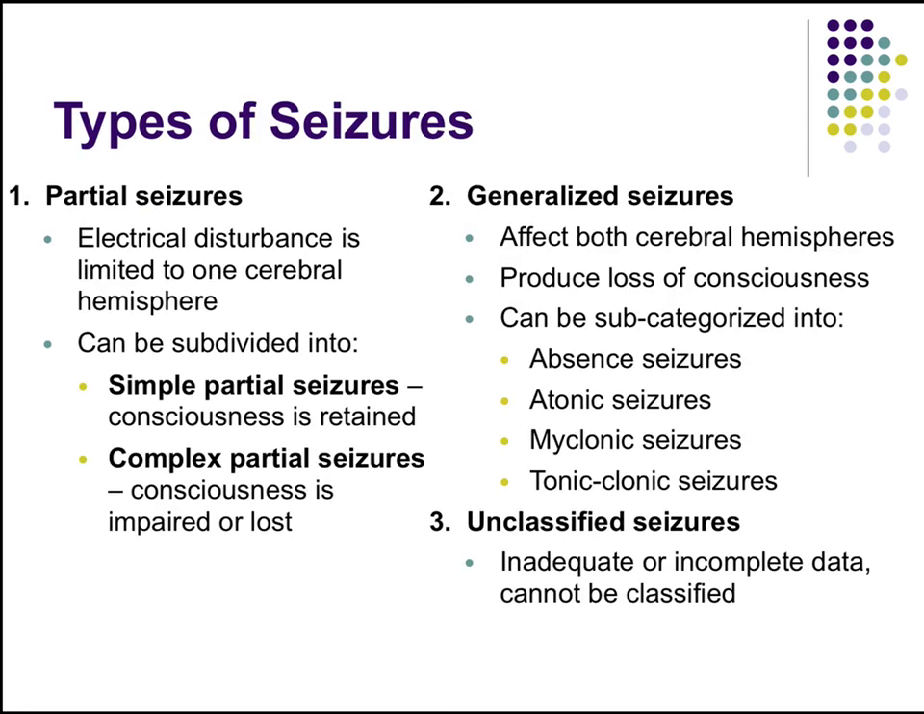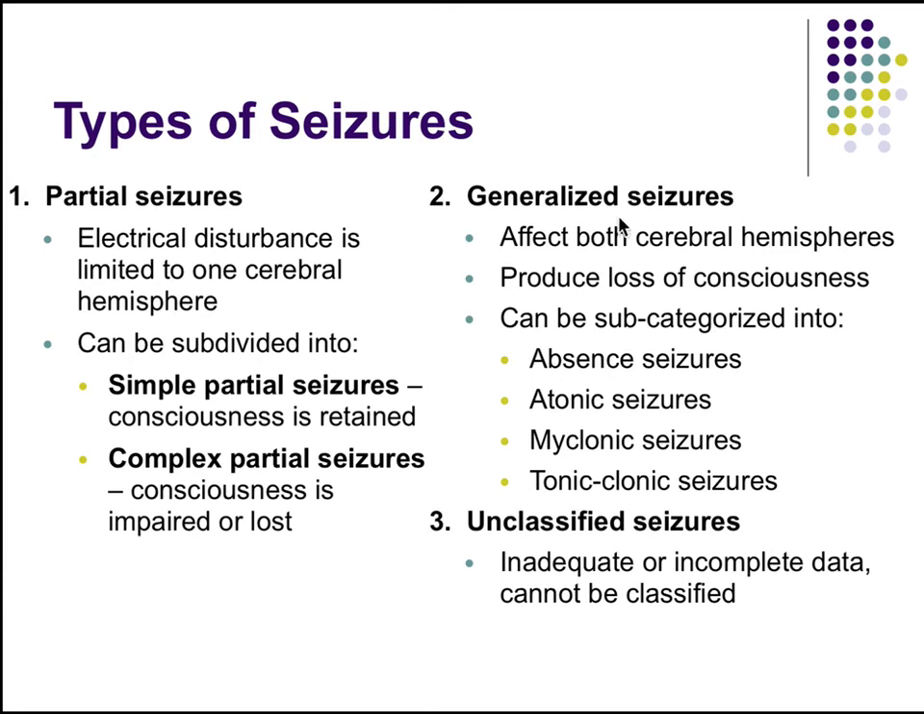Now we can categorize seizures. The two major categories are partial seizures and generalized seizures. And if we don't have enough information, then it will be unclassified until we can get more data and classify the seizure. So in a partial seizure, the electrical disturbance is limited to one hemisphere. So you will seize in one cerebral hemisphere, either the right or the left. And partial seizures are subdivided into simple partial and complex partial seizures. So in a simple partial seizure, one hemisphere is seizing, but you retain consciousness. In complex partial seizures, one hemisphere is seizing, but you lose consciousness, or you have impaired consciousness.